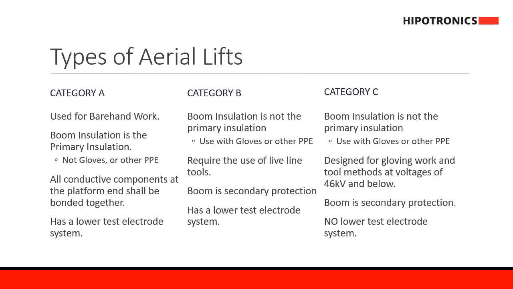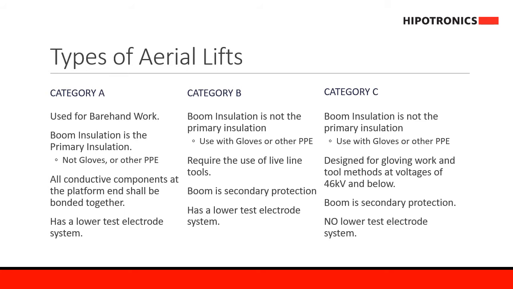There are three categories of aerial lifts that are the most common for utility and high voltage work: Category A, B, and C. In addition, there are also Category D, E, insulated aerial ladders and insulating vertical towers. Category A aerial lifts are used for bare hand work, and so the boom insulation is the primary form of insulation. Category A aerial lifts also have a lower test electrode system.